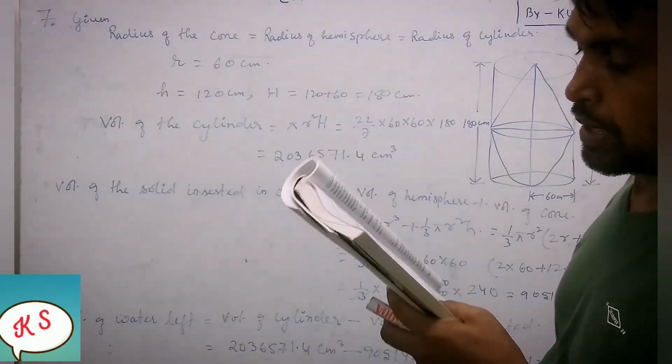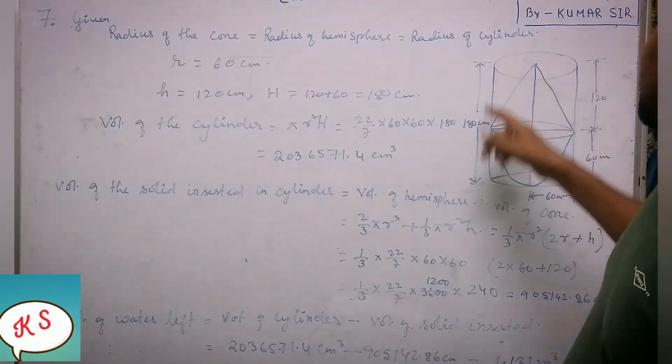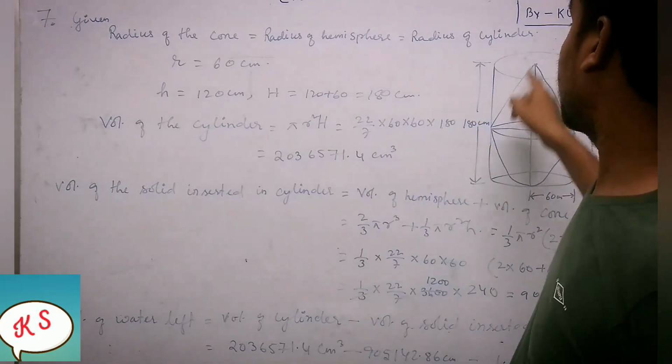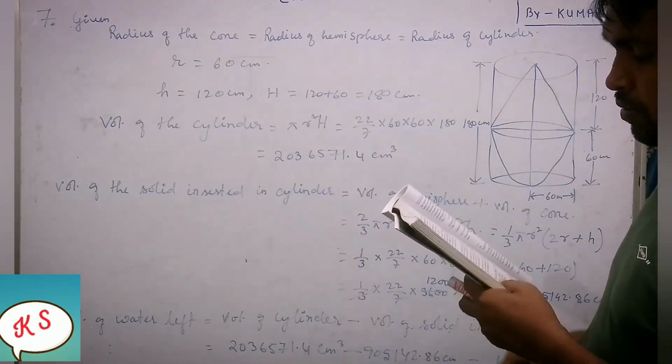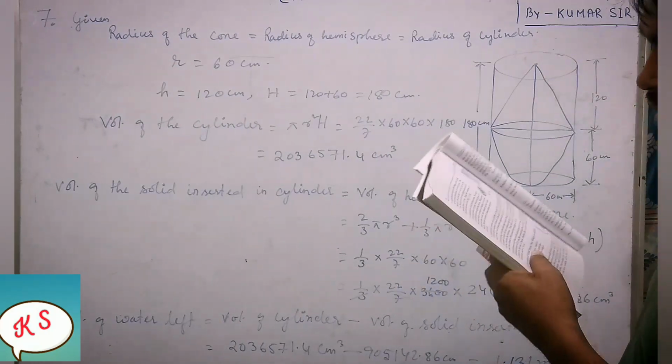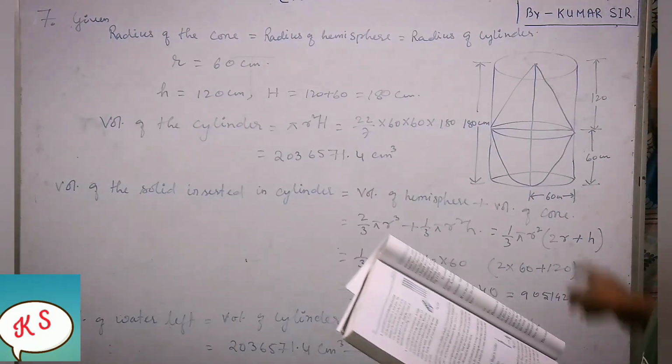Okay, height 120 centimeters. So this is a solid, okay, which is cylindrical in shape. Okay, it consists of a right circular cone. What is the height of the right circular cone? Up to here it is cone, so it is 120 centimeters, and radius how much?